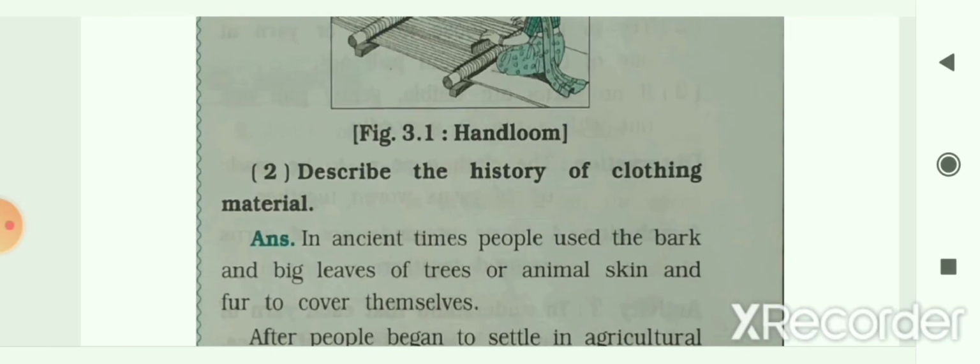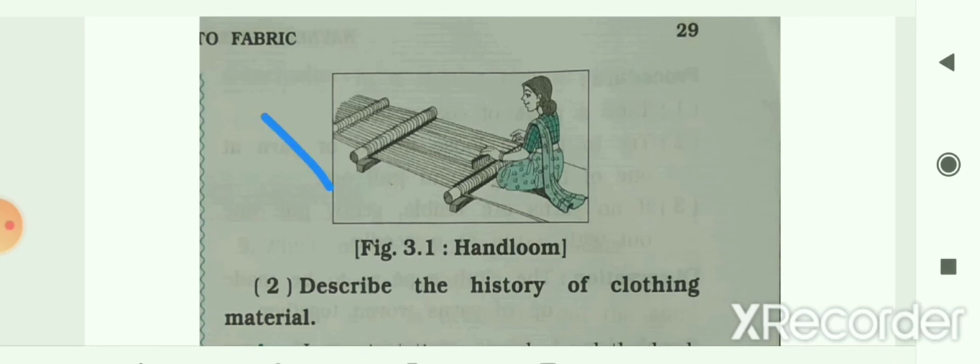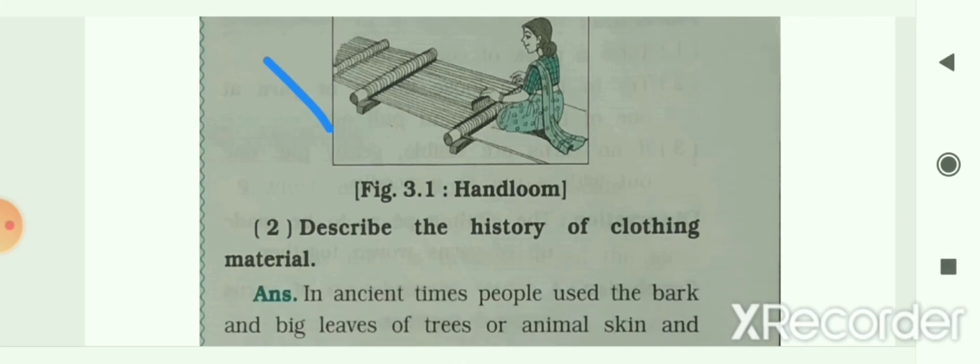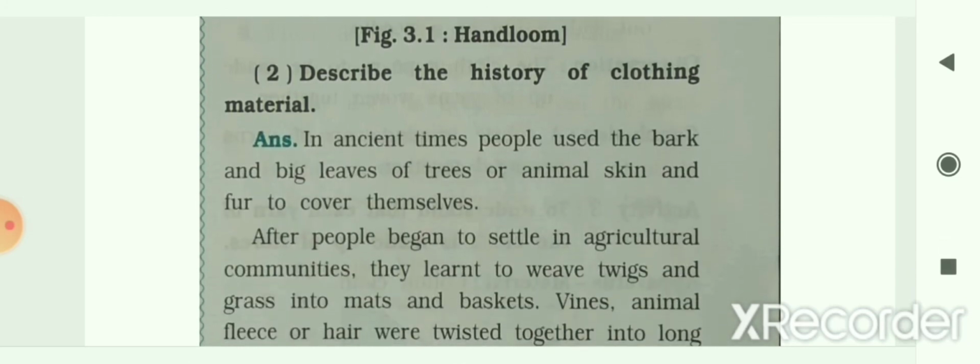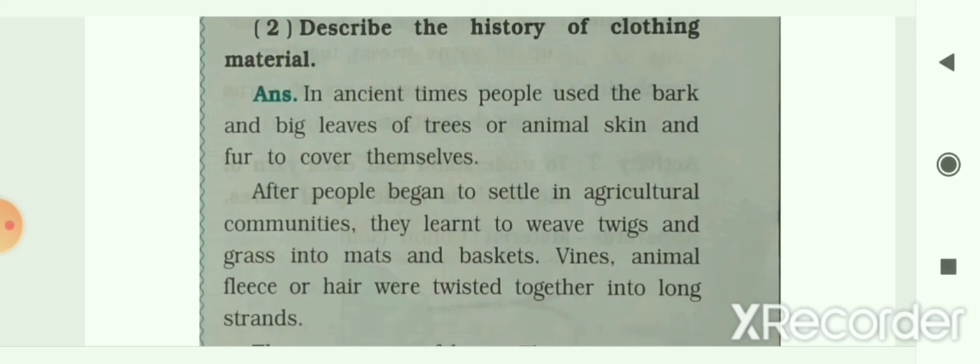The next question is, describe the history of clothing material. Before that, a hand operated loom is shown to you in this figure, that is a handloom. There is no need to draw this picture, you have to write only the answer. The next question, describe the history of clothing material. So in ancient times, people used the bark and big leaves of trees or animal skin and fur to cover themselves.